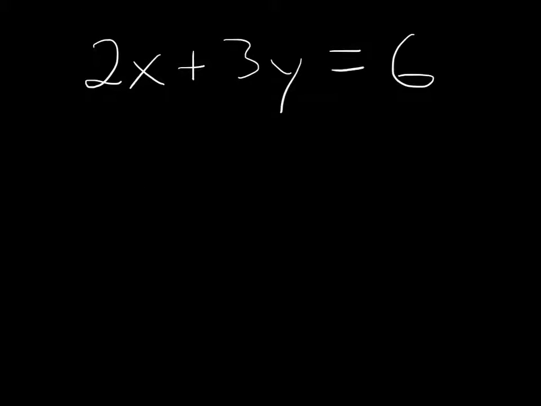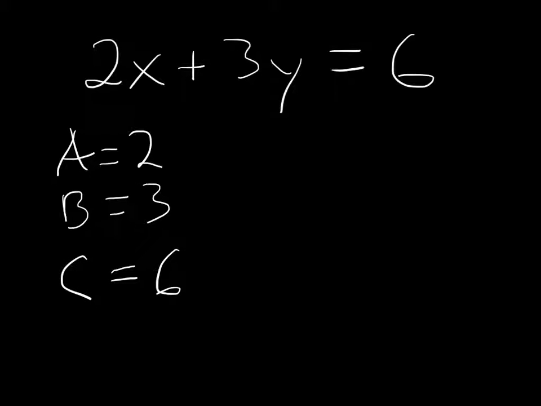Now here we have an example of standard form. In this particular problem, a is equal to 2, b is equal to 3, and c is equal to 6. Very, very easy, and it doesn't actually matter what order the equation is written in. The coefficient of x is always a, the coefficient of y is always b, and the constant is always c. The only requirement for standard form is that x and y are on one side and the constant is on the other side.